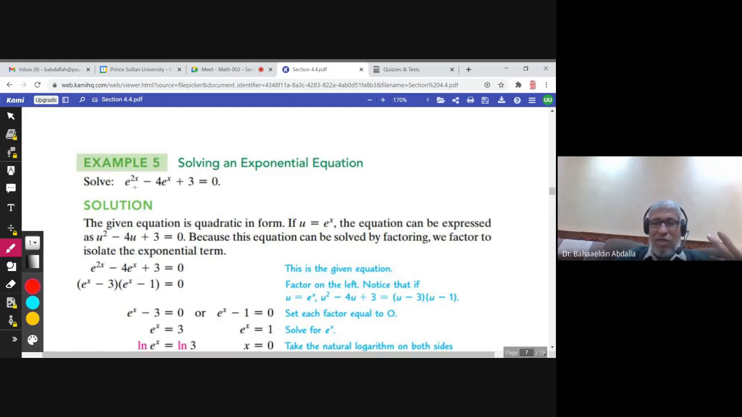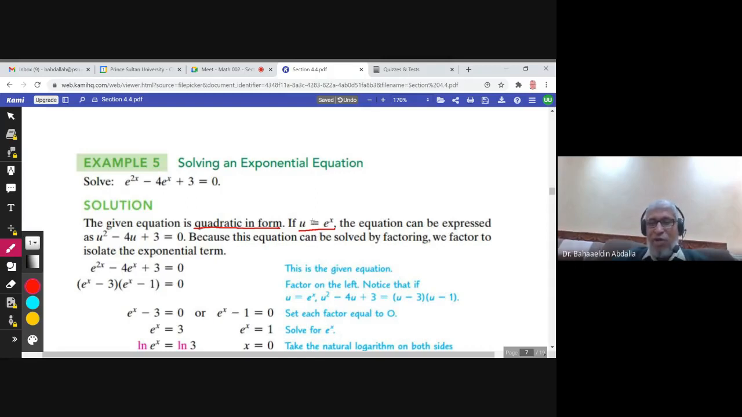Okay, so this is really not easy. It is more difficult than the previous examples. So what should we do? We use a quadratic in form. Do you remember in 001 we studied the quadratic in form equations? These are the equations that can be transformed to quadratic equations by some substitution. The substitution here is this one. You take u equals e to the power x.